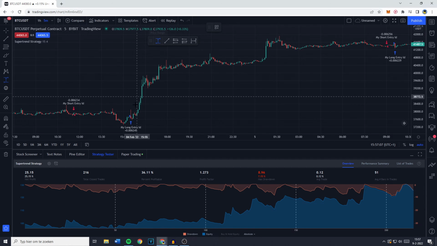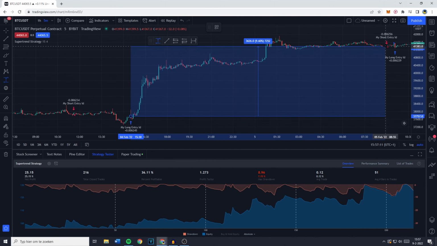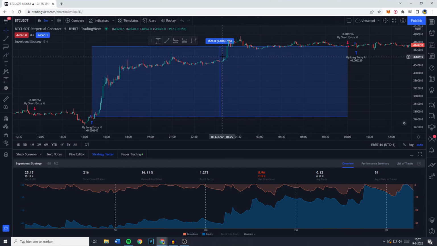So now I'm going to add the price range right here with the arrow to the next signal, which is a short position. And you can then see that if you bought in on the buy entry signal, you would have had a 9.6% profit. And that is without margin trading.